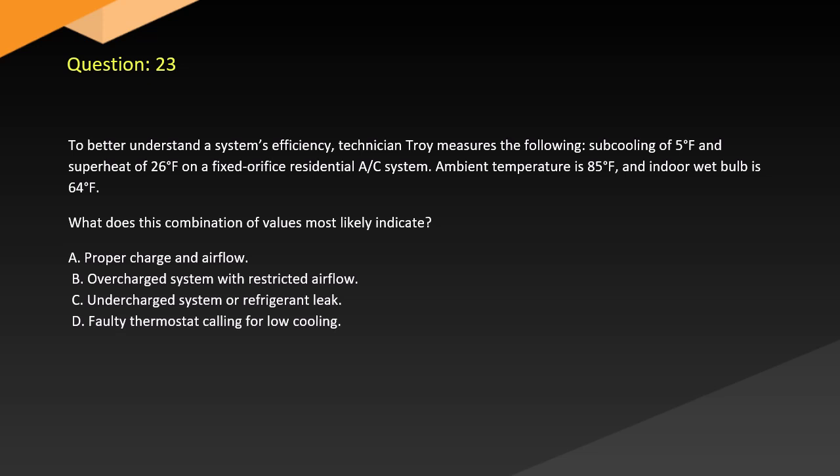Question 23. To better understand a system's efficiency, technician Troy measures the following. Subcooling of 5 degrees and superheat of 26 degrees on a fixed orifice residential AC system. Ambient temperature is 85 degrees and indoor wet bulb is 64 degrees. What does this combination of values most likely indicate? A. Proper charge and airflow. B. Overcharged system with restricted airflow. C. Undercharged system or refrigerant leak. D. Faulty thermostat calling for low cooling.